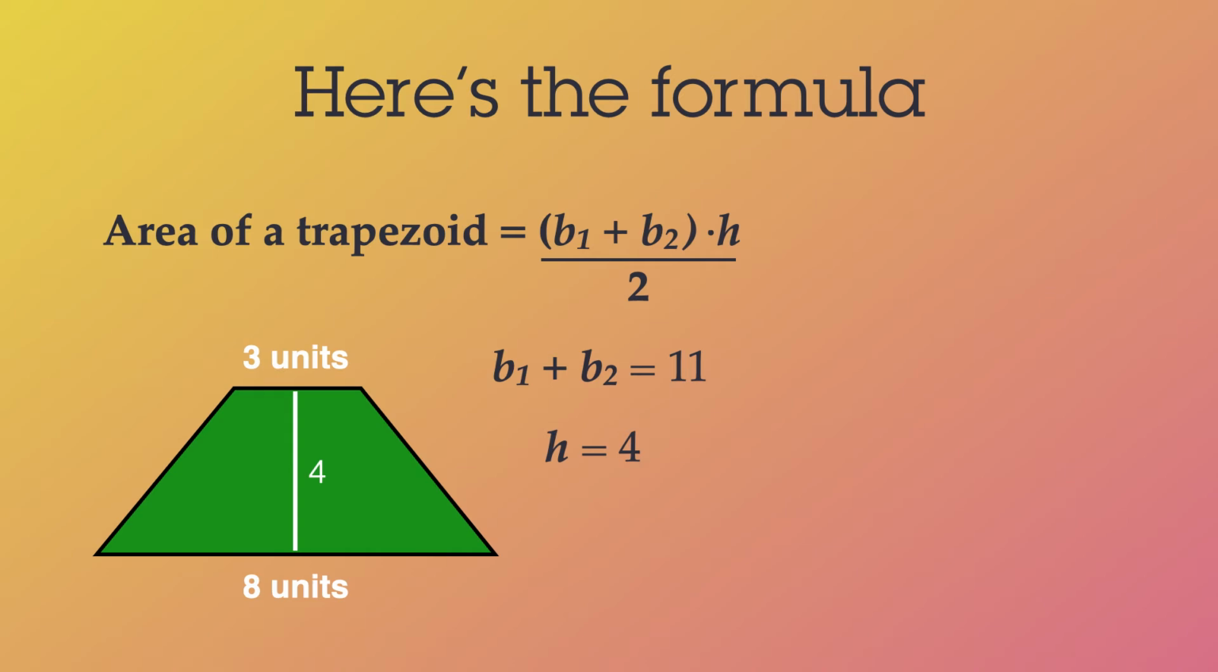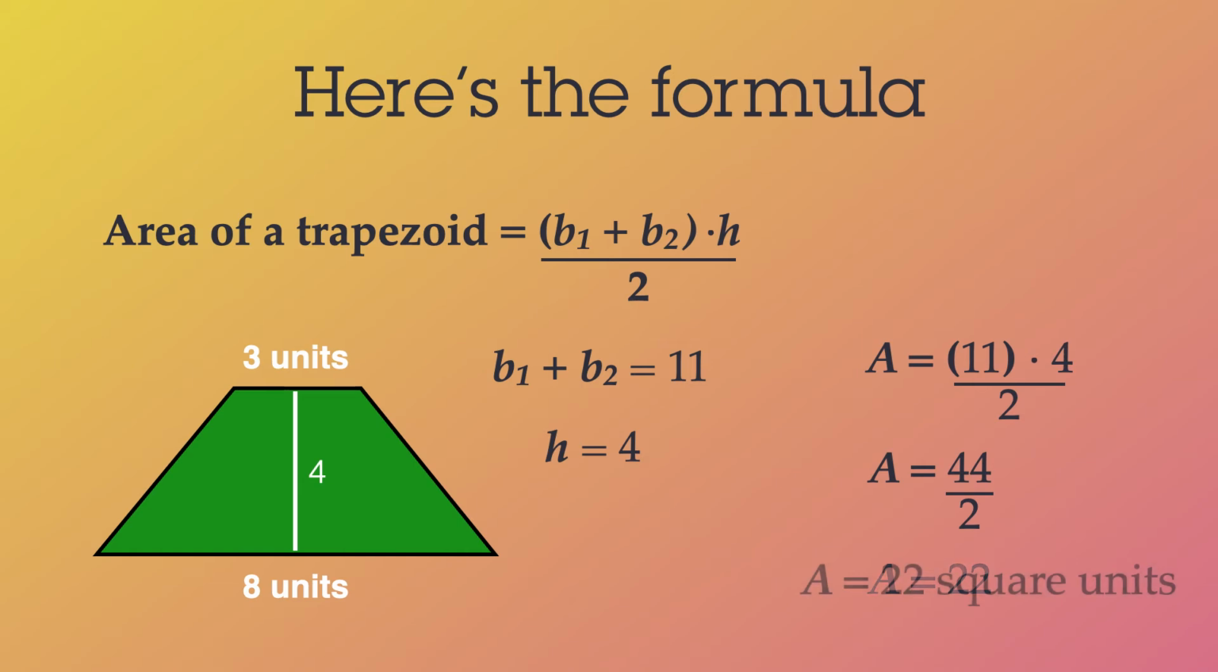Then height, the height here is 4. They already told us that. So let's plug those numbers into our formula. The B1 plus B2 group there is going to become 11. And then the height will become 4. And now we can start to simplify. 4 times 11 is 44. And then 44 divided by 2 is 22. So our area here is 22 square units.